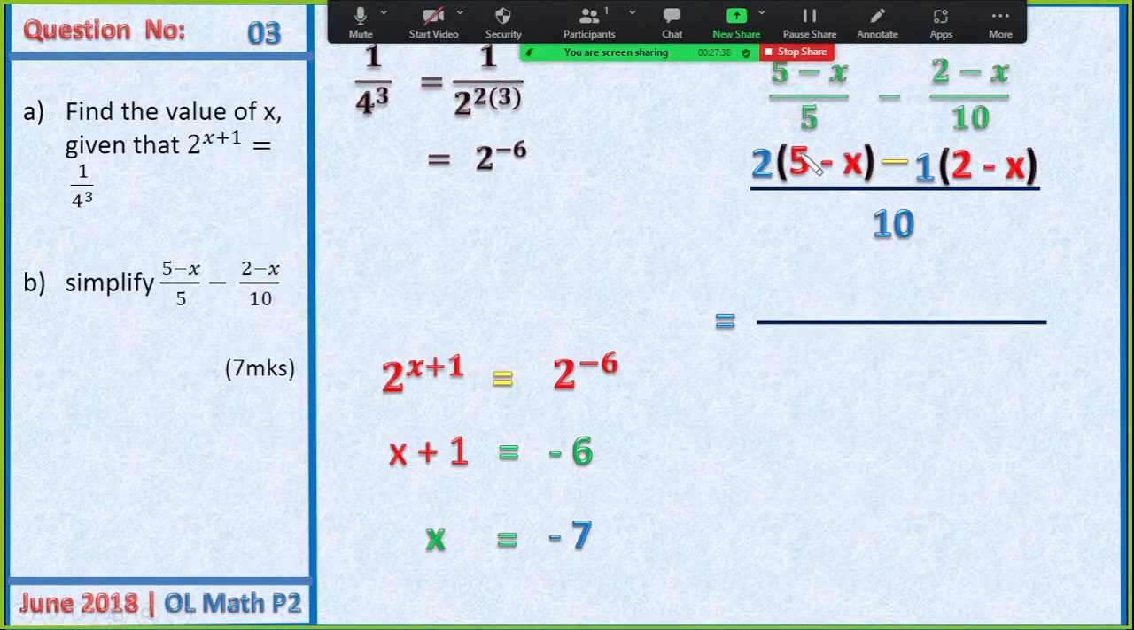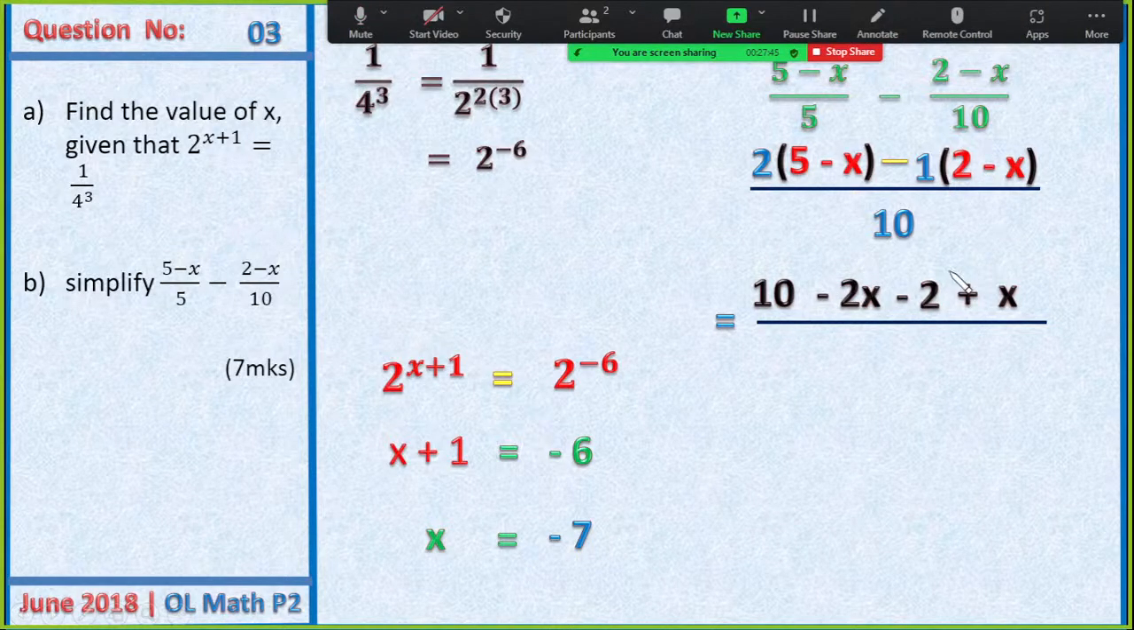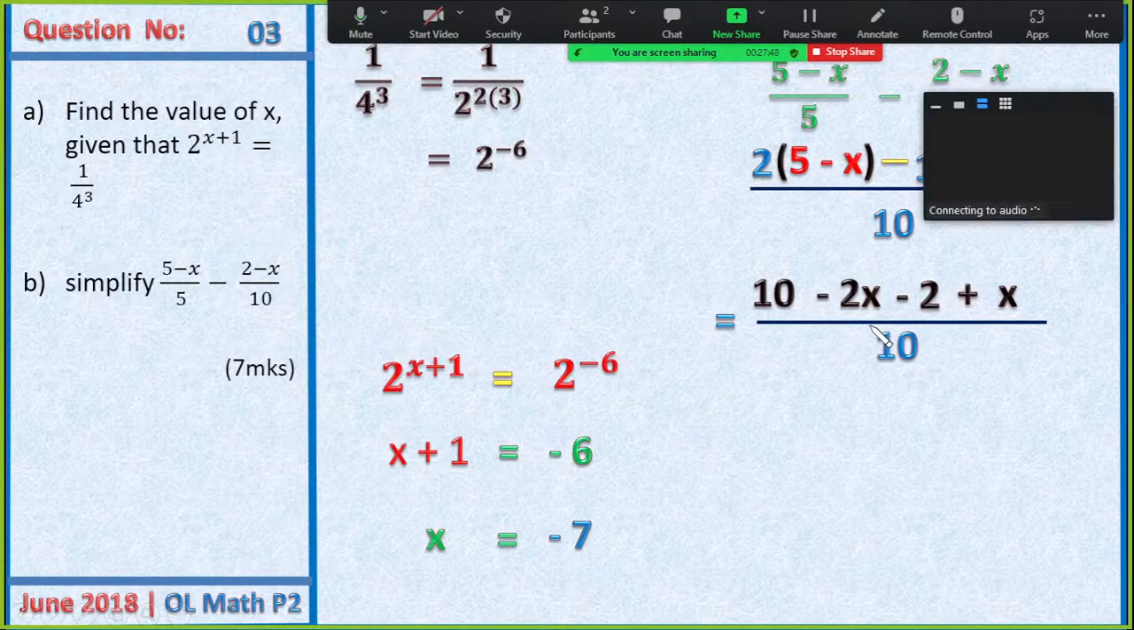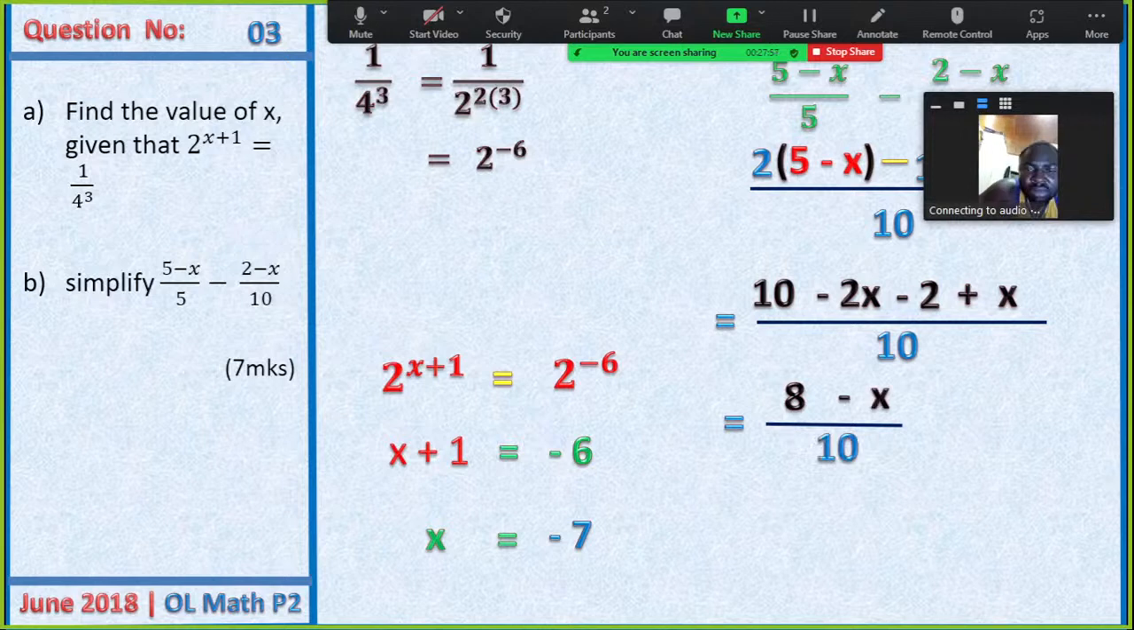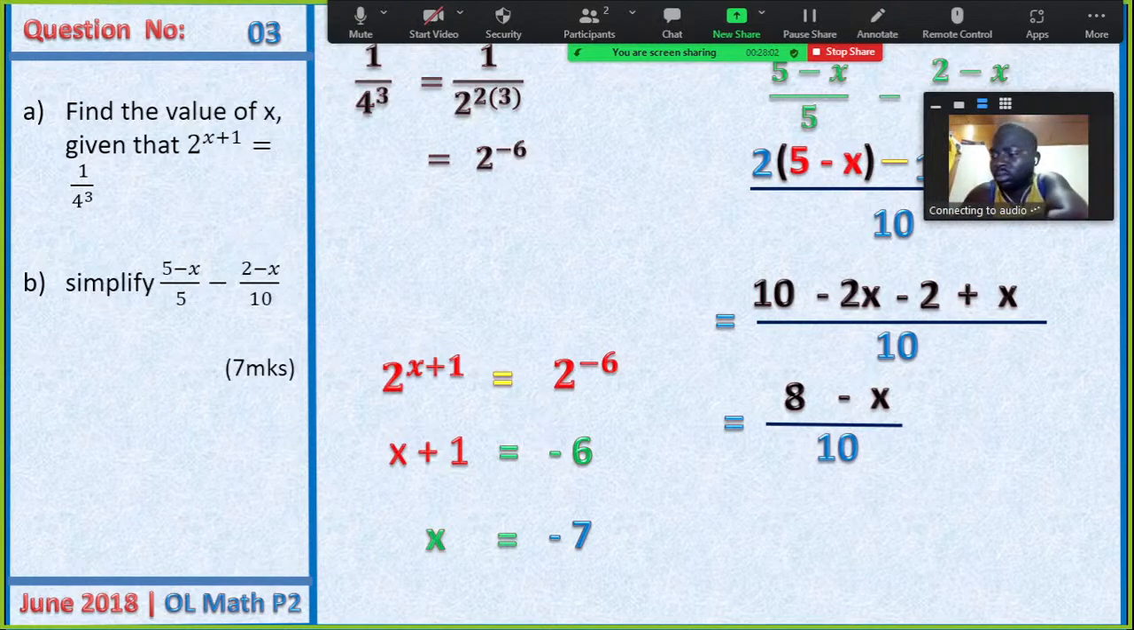So this will give us 10 minus 2x minus 2 plus x, plus x, all that over 10, which should be equal to 8 minus x over 10. So this is the solution to this question.